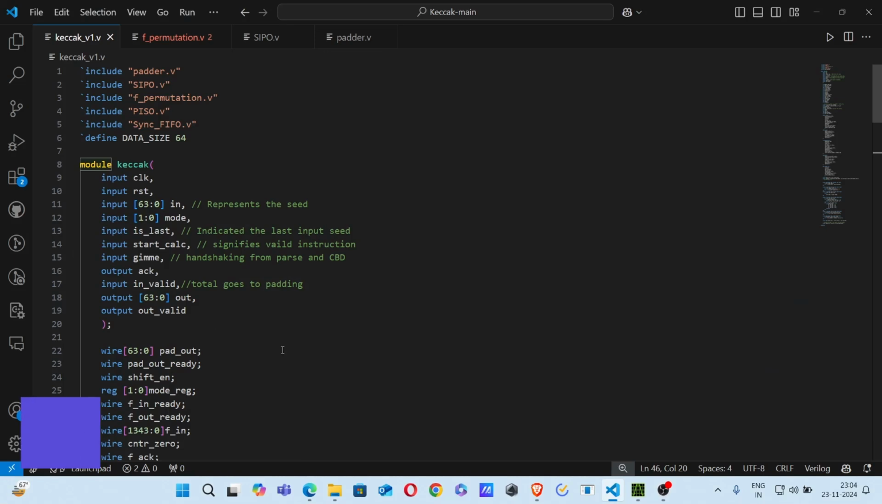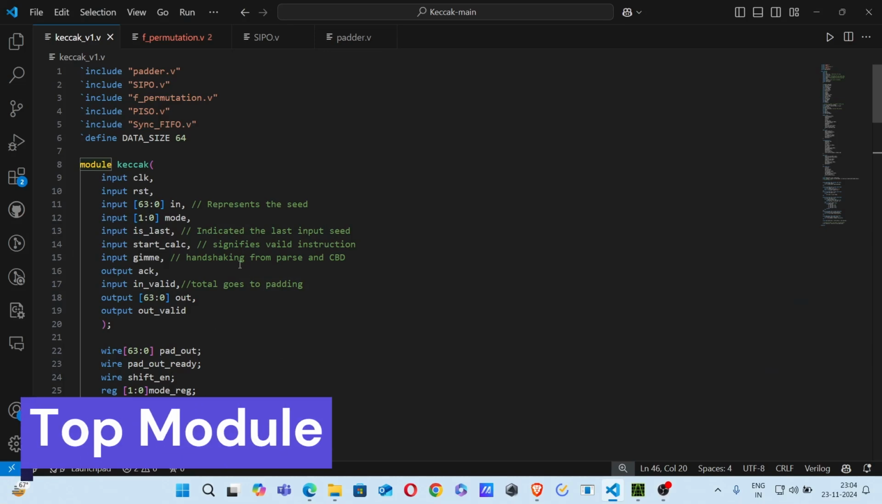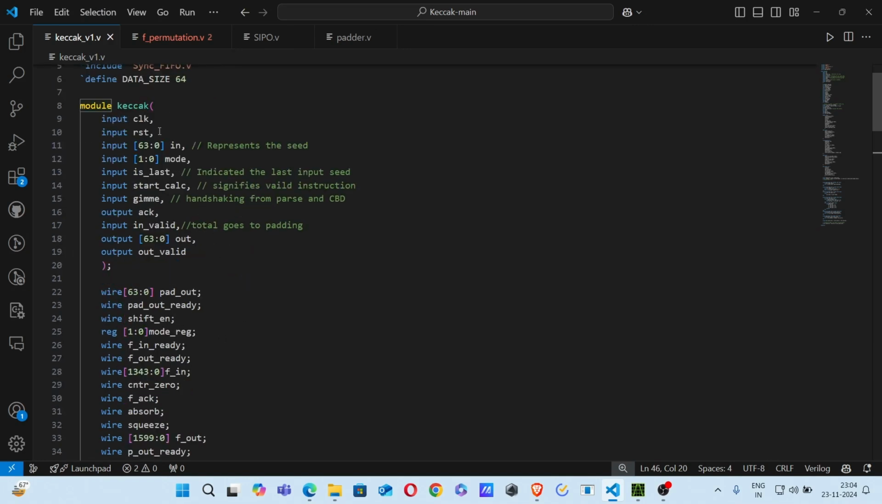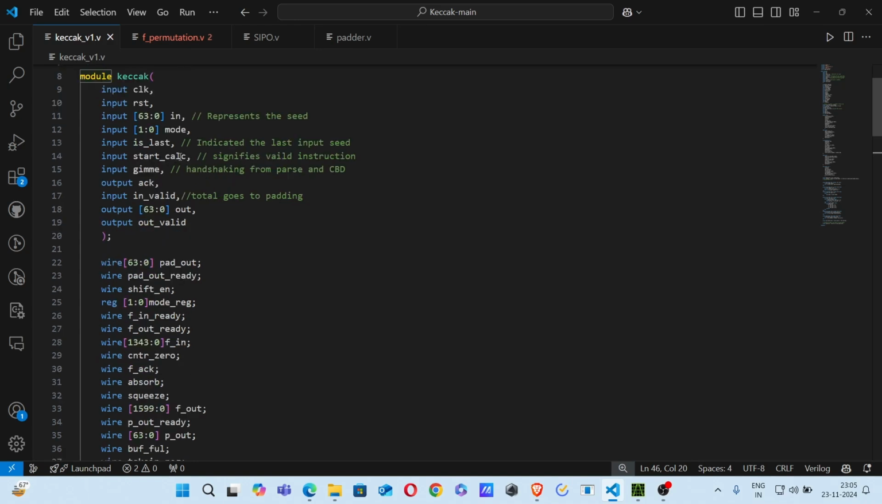So now I'll explain the top module, the Keccak V1. This contains clock and reset as inputs, 64 bits of input, and also the mode as an input. This mode determines which algorithm should be performed. There is also is last, which is a pulse indicating the last input value. There is a start calc, which indicates a new instruction, and is also a pulse obtained from the controller.